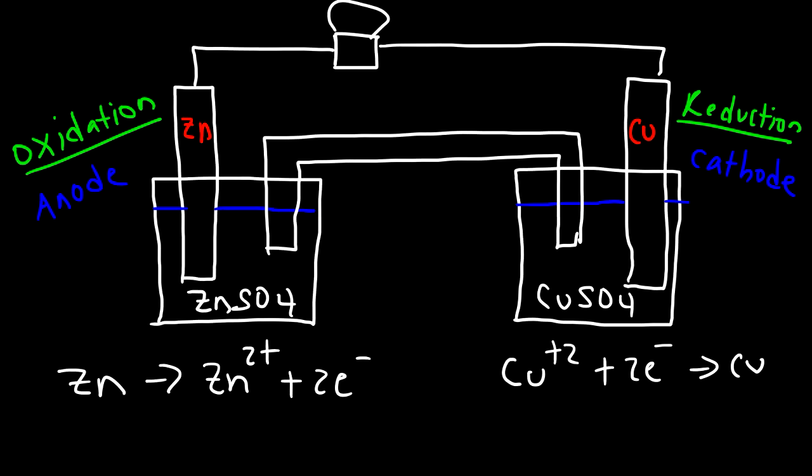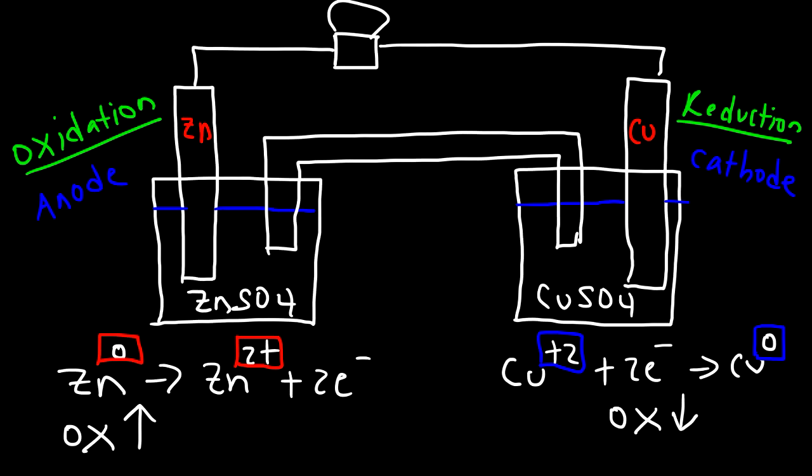So if you look at the oxidation states, the oxidation state of any pure element in its natural state is 0. So for zinc, the oxidation state increases from 0 to +2. So anytime the oxidation number increases, the substance is undergoing oxidation. It's losing electrons. In the case of copper, notice that it goes from +2 to 0. So the copper 2+ ion is being reduced because the oxidation number is decreasing. It's acquiring electrons. So these two reactions are known as half reactions.